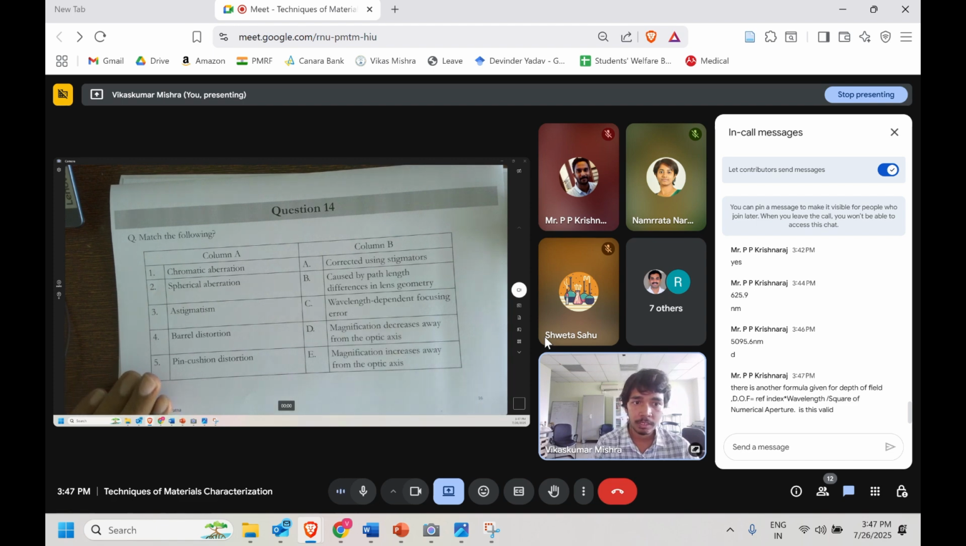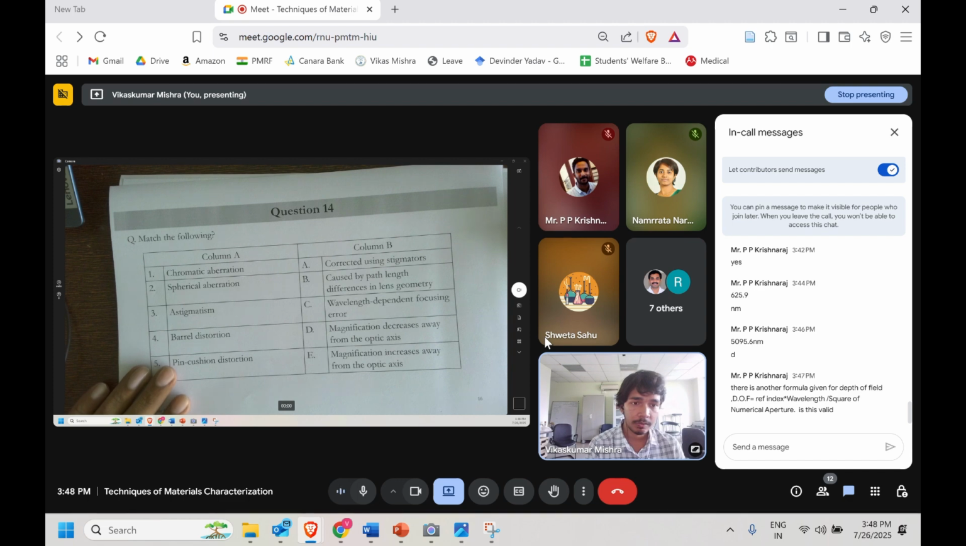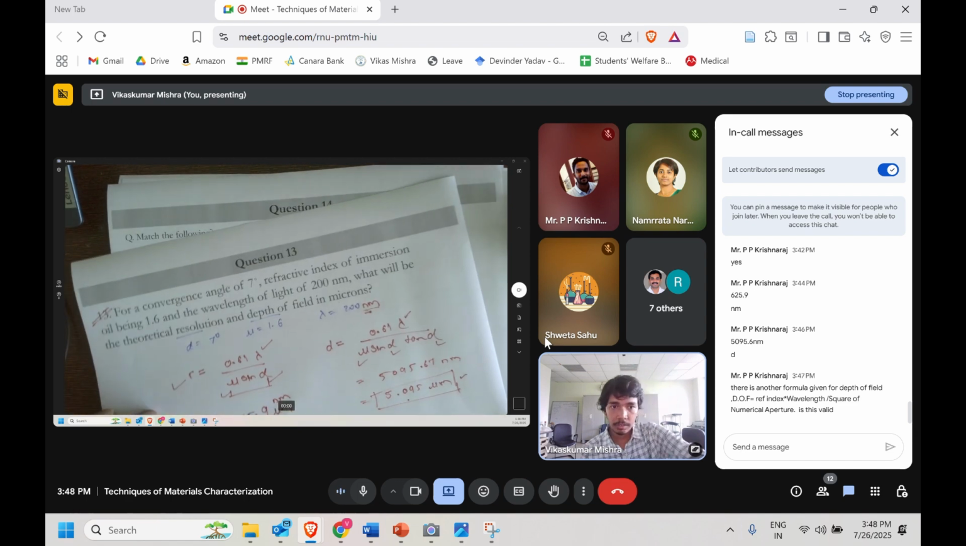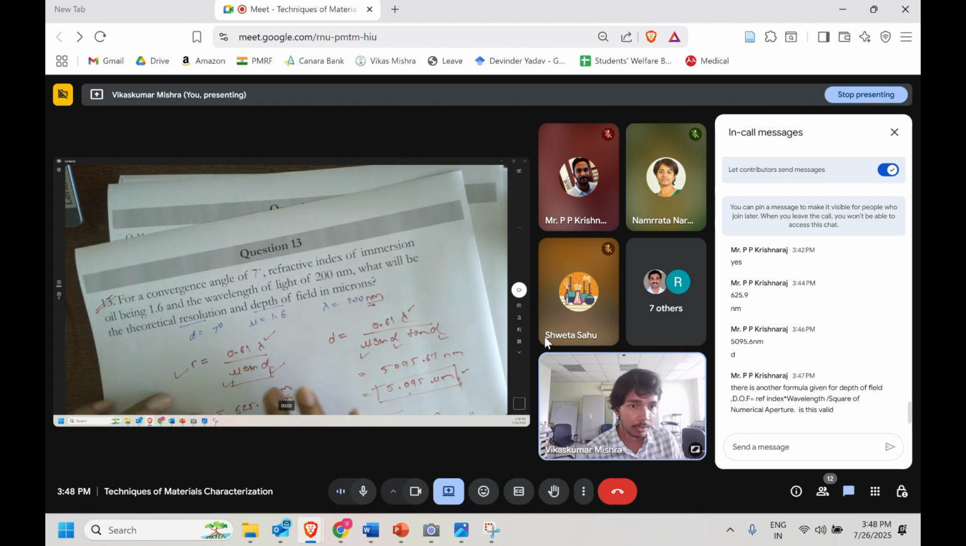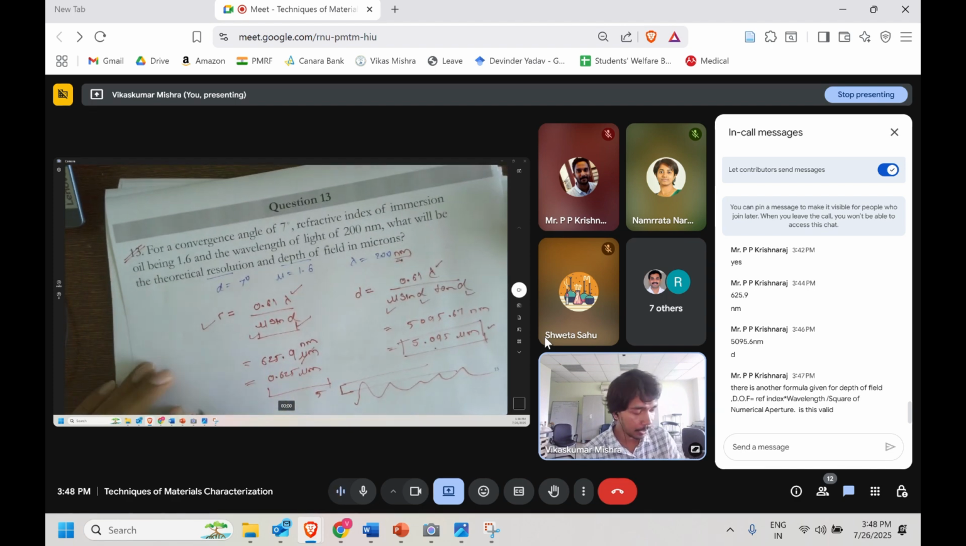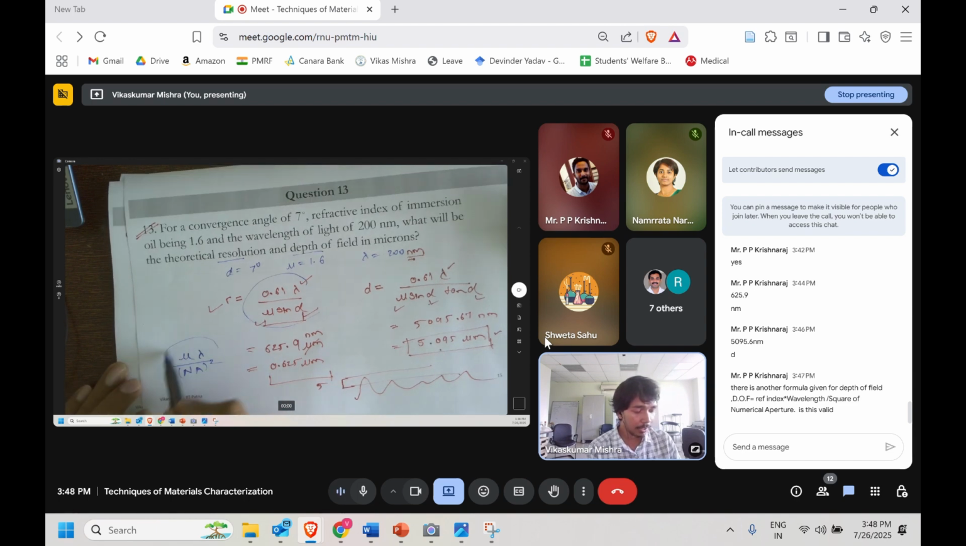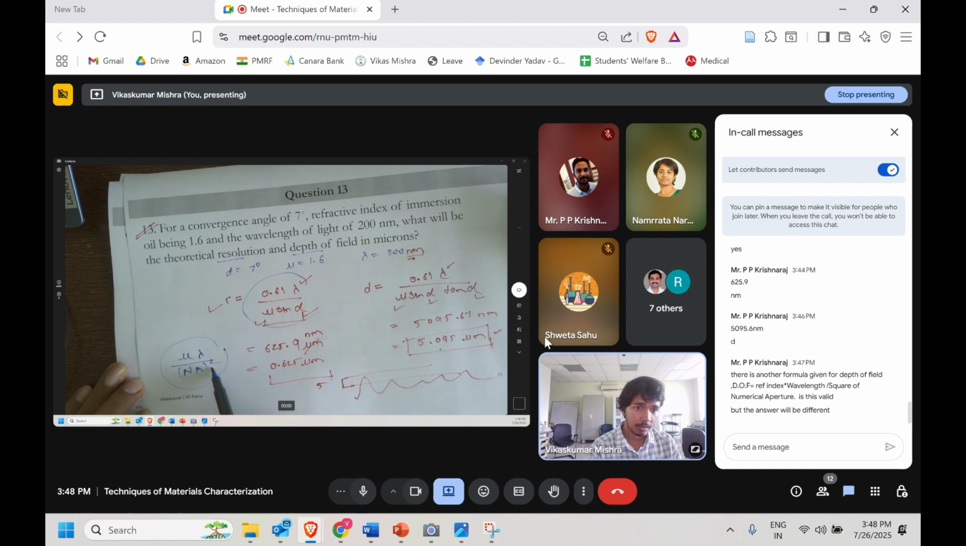There is another formula given for the depth of field: refractive index times wavelength, divided by the square of the numerical aperture. So Krishna Raj is telling that there is another formula for the depth of field, that is mu multiplied by the wavelength divided by the square of the numerical aperture. How about you give it a try and find the value you obtain from this? Then if it's working out, well.